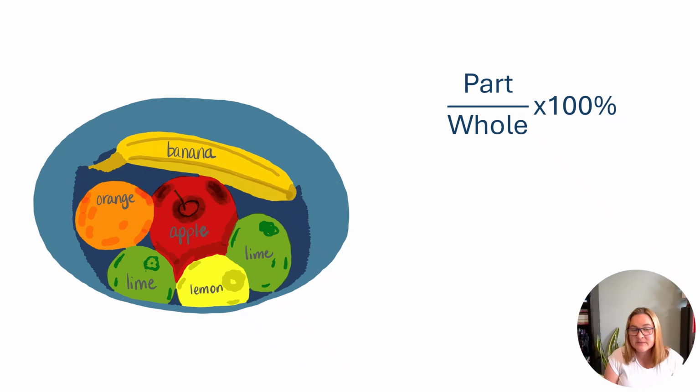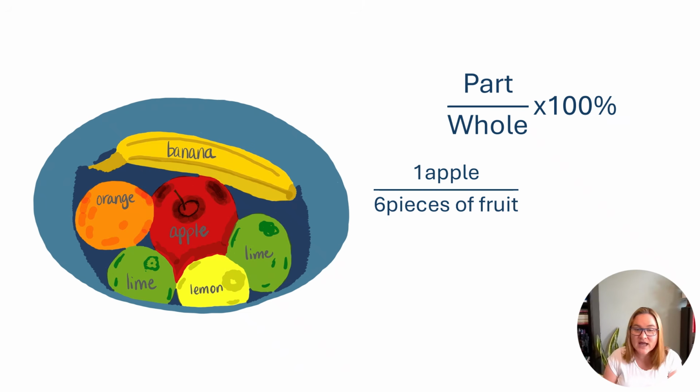For instance, maybe I want to know the percentage of this fruit bowl that the apple represents. There are 6 total pieces of fruit in the bowl, so 6 is going to be that whole. There's a single apple in the bowl, so I would place a 1 in the numerator to represent the part. The fraction would need to be multiplied by 100% to move to the percentage, which I calculate as 16.7%.